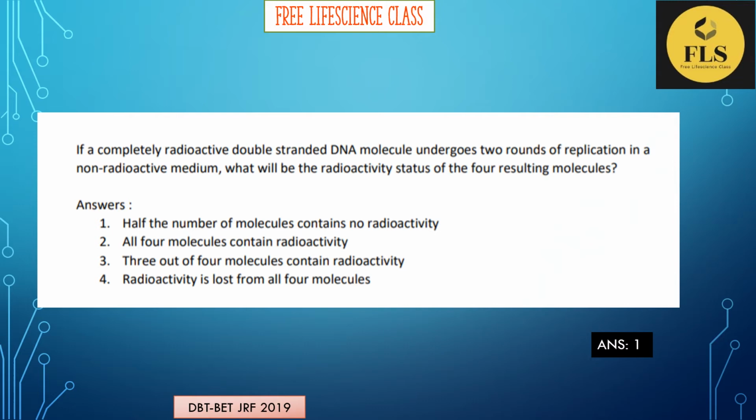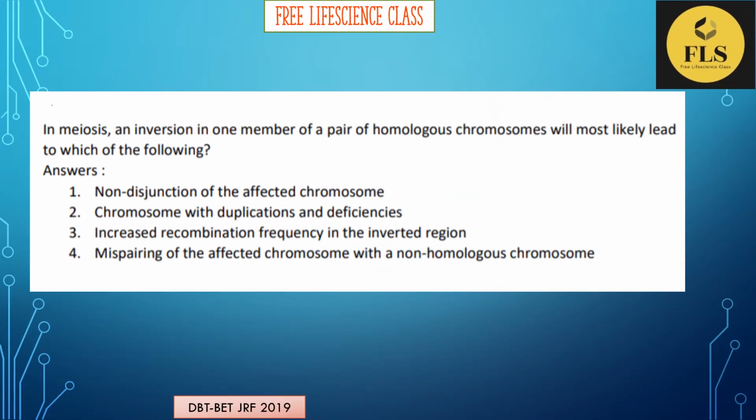So moving into the next question. In meiosis, an inversion in one member of a pair of homologous chromosomes will most likely lead to which of the following? The options are: the first one, non-disjunction of the affected chromosome; second one, chromosome with duplications and deficiency; option 3, increased recombination frequency in the inverted region; option 4, mispairing of the affected chromosome with a non-homologous chromosome. So the answer for this question is answer 2, that is option B.